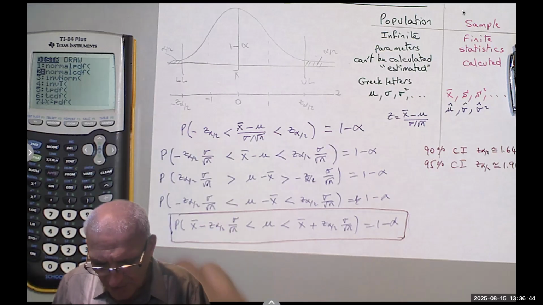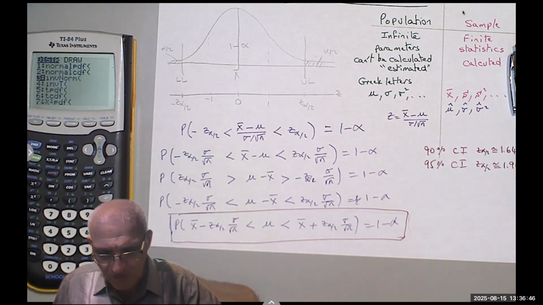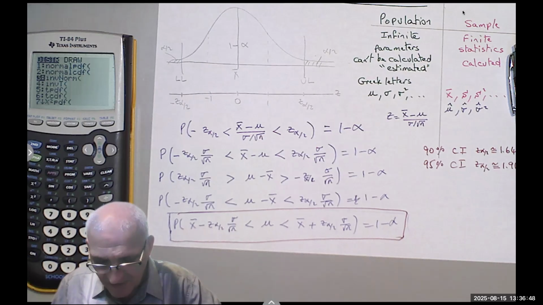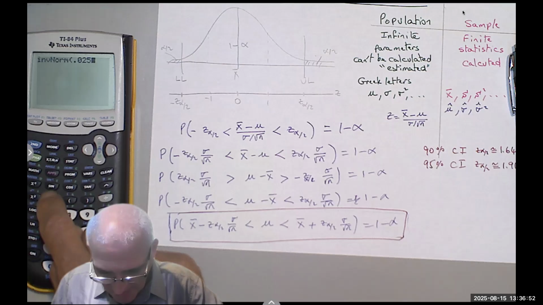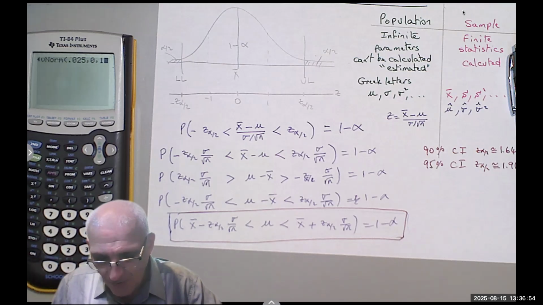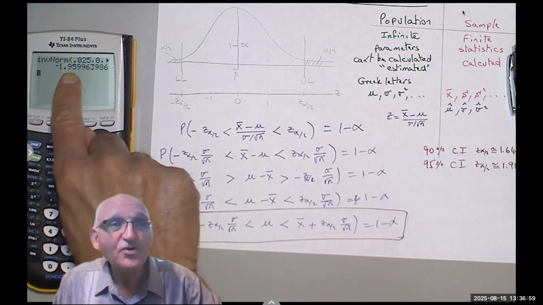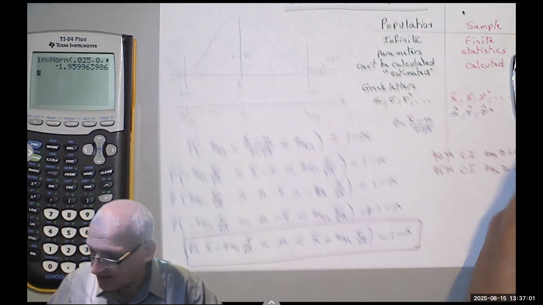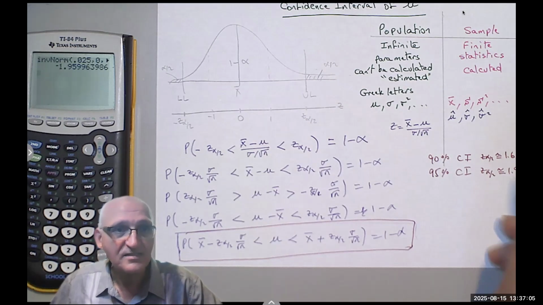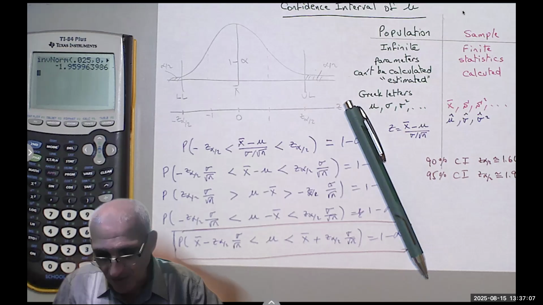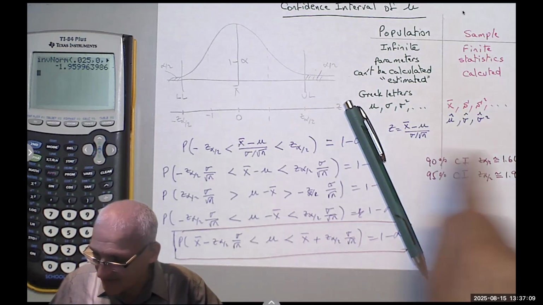Yeah, we can do the inverse normal, right? Because I want the area to the left to be 0.025. The mean is 0, the standard deviation is 1. And you get negative 1.9599, which I told you was 1.96 and negative 1.96. Okay? If you wanted 5%, you get that.